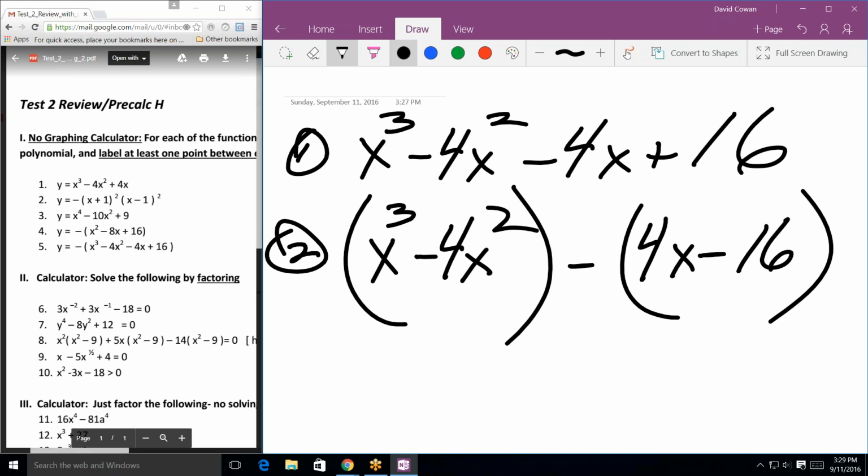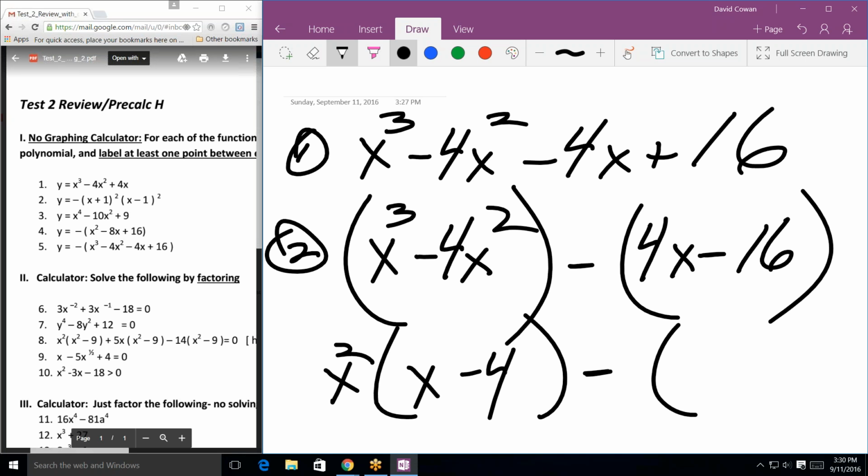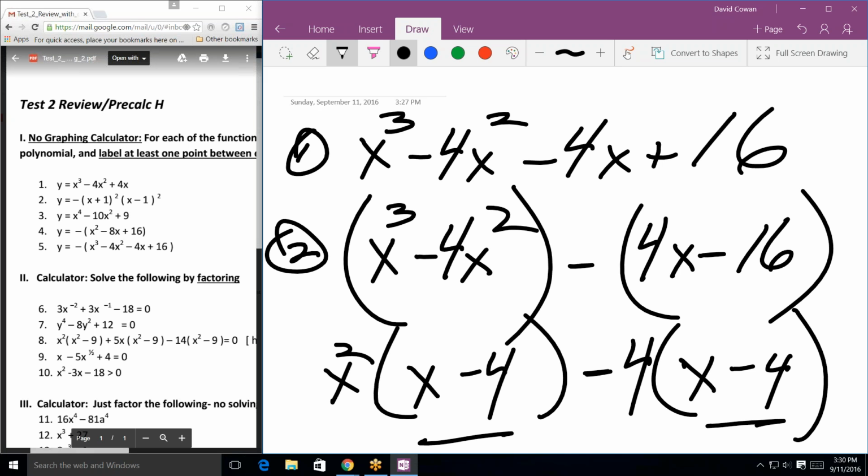Now, in the first set of parentheses, what can I do? What can I factor out of that? What's the greatest common factor? The greatest common factor would be x squared, leaving x minus 4. And in the right term? 4, leaving x minus 4. Now, the only reason that factoring by grouping works is because these two terms are exactly the same. If they are not, then this is not going to work.